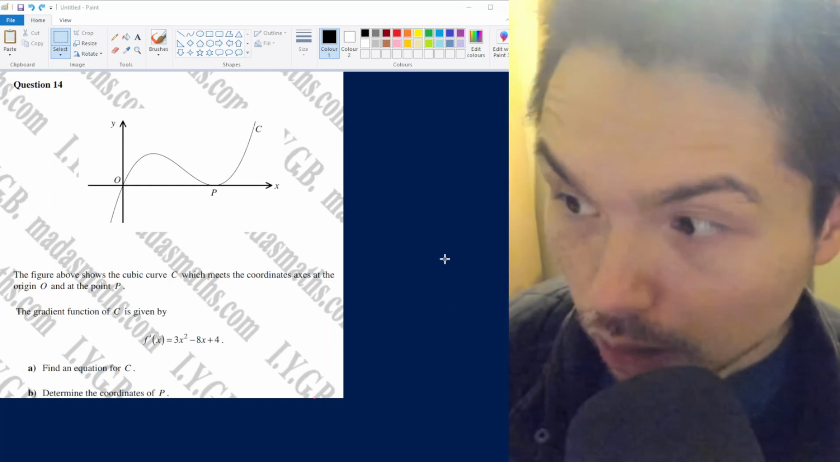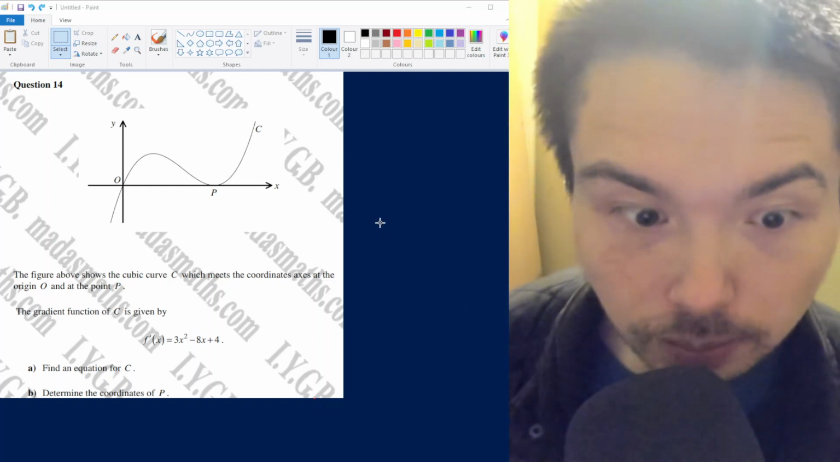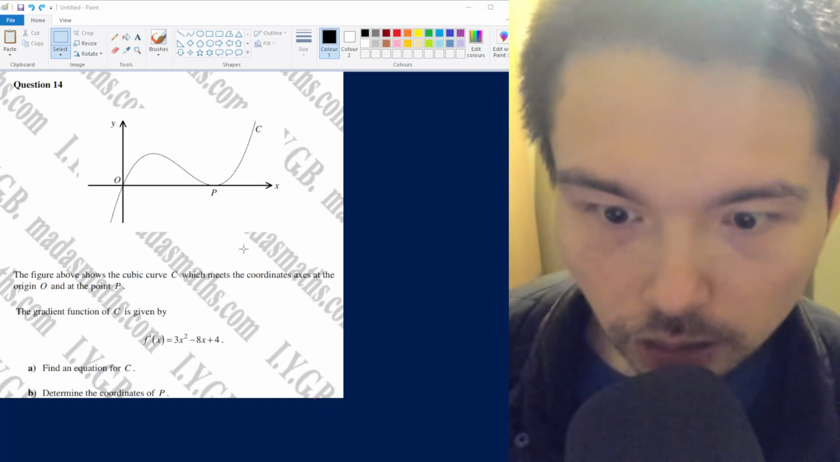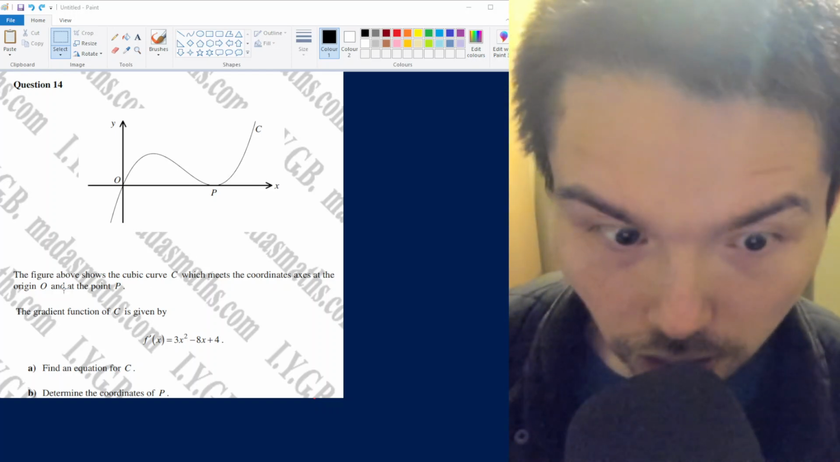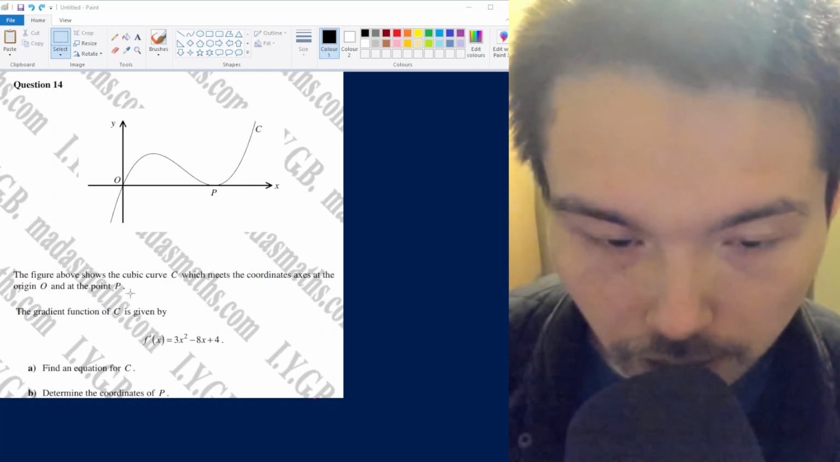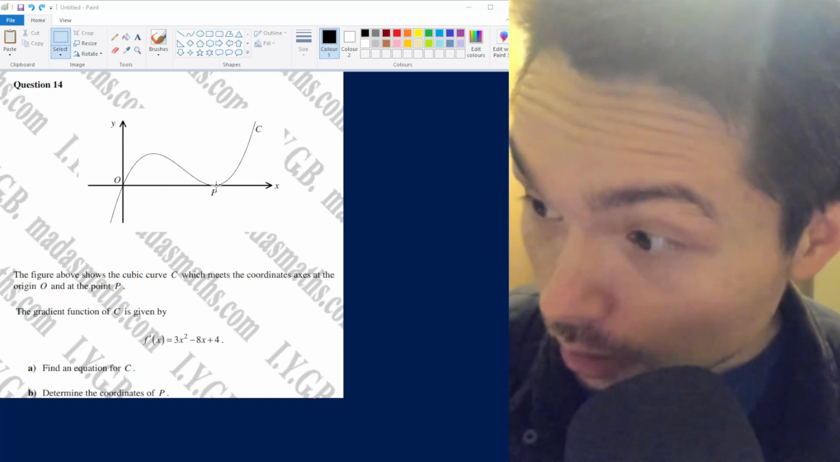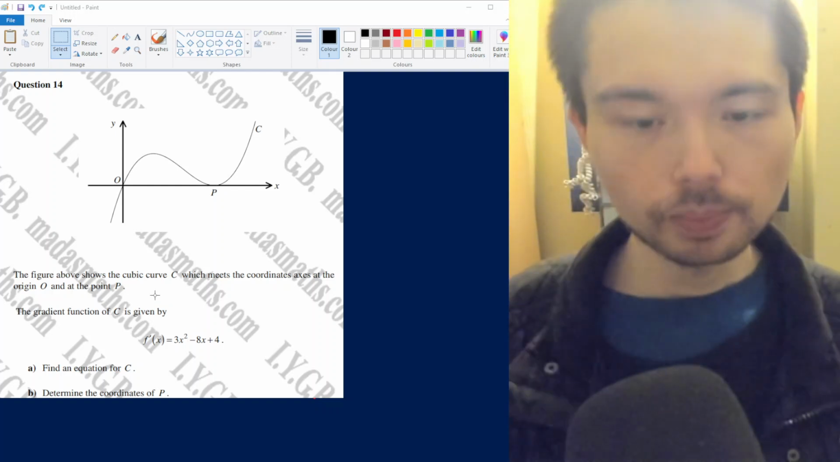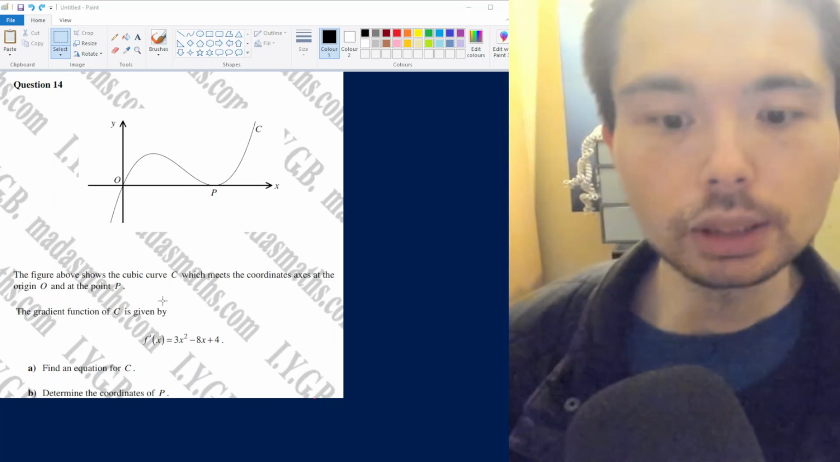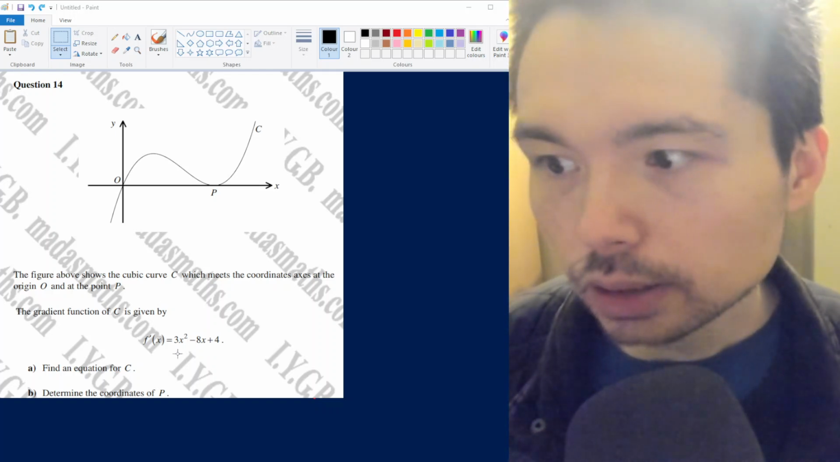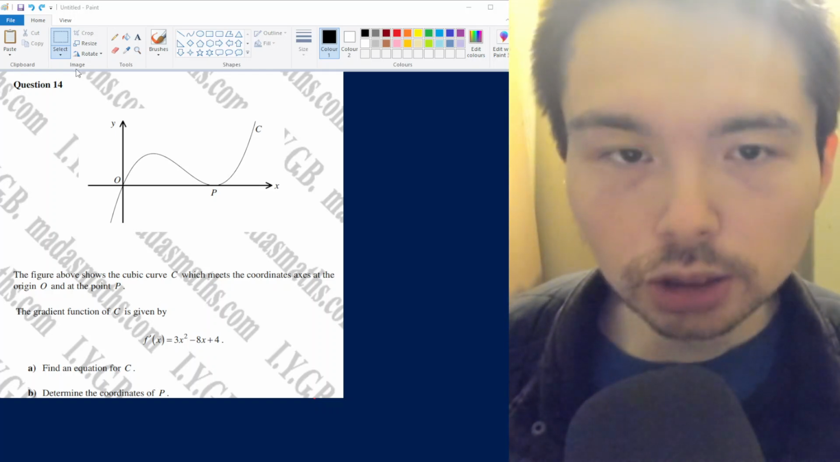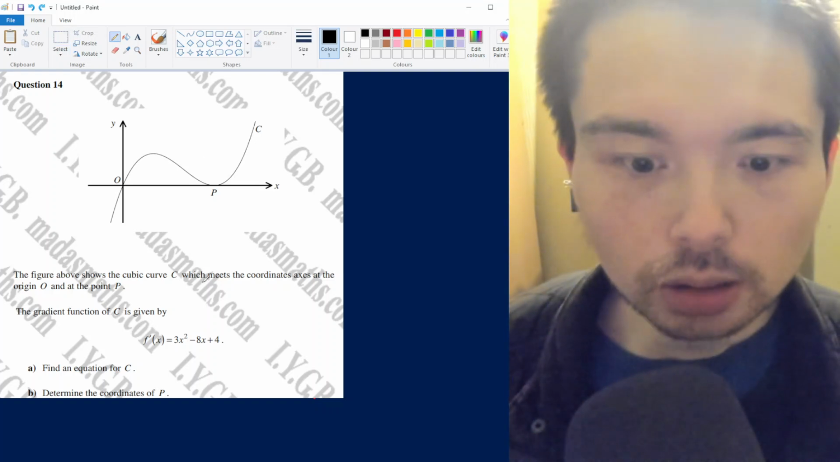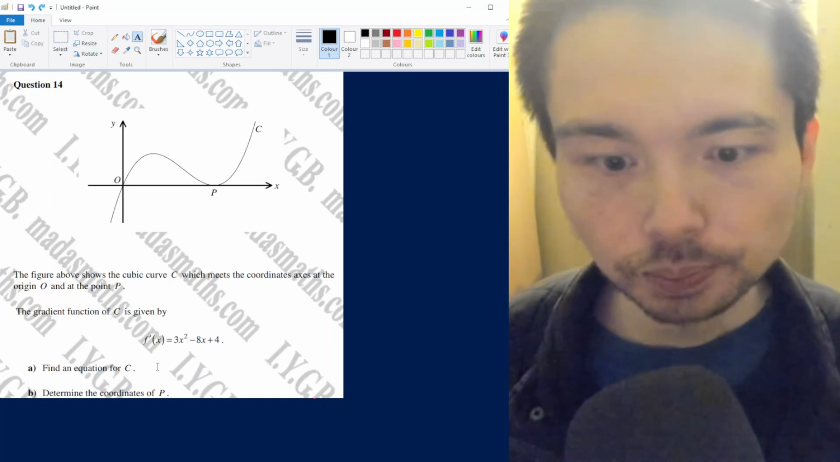3, 2, 1, here we go, another integration question. The figure above shows the cubic curve which meets the coordinate axes at the origin and at the point P. Very nice of them to have a diagram. The gradient function is given by f dash x equals 3x squared minus 8x plus 4. Find an equation for C. That will be the equation y equals f x.